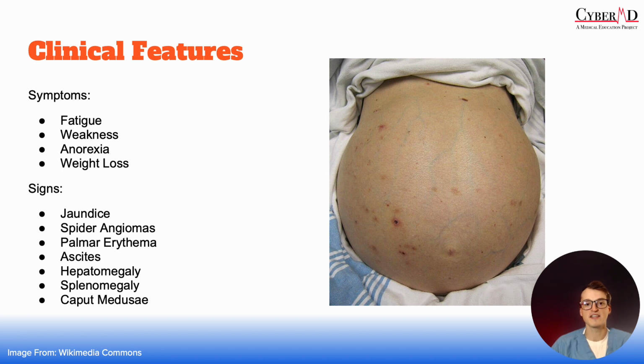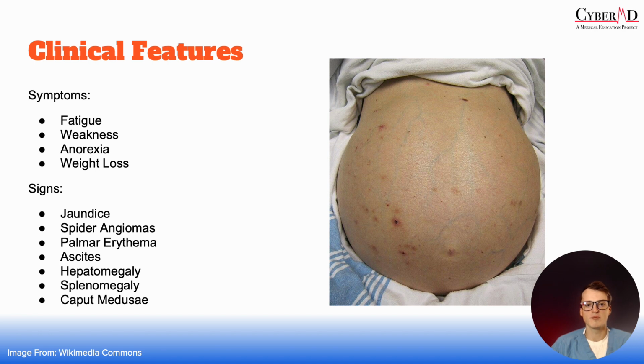Patients may experience significant weight loss, partly due to anorexia and altered metabolism. So those are some of our clinical features. We can also look at some of the physical exam findings, such as jaundice, that yellowing of the skin and eyes, and that's going to be a clear sign of liver dysfunction resulting from the buildup of bilirubin.